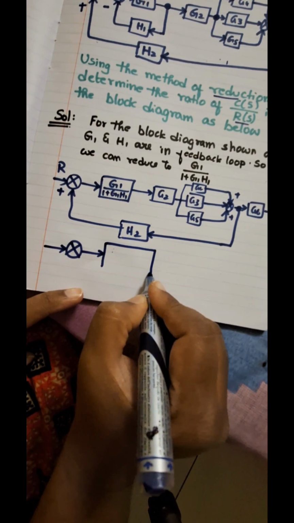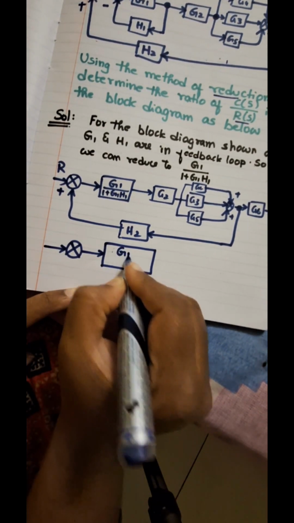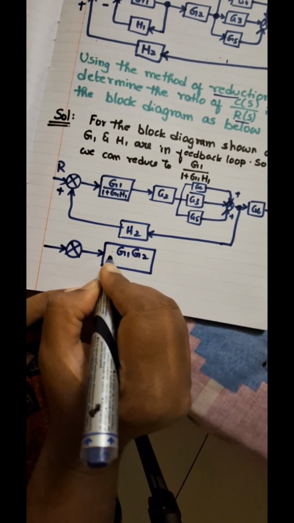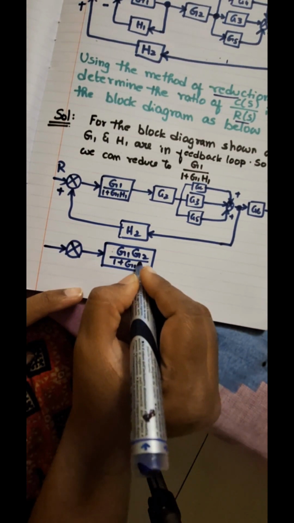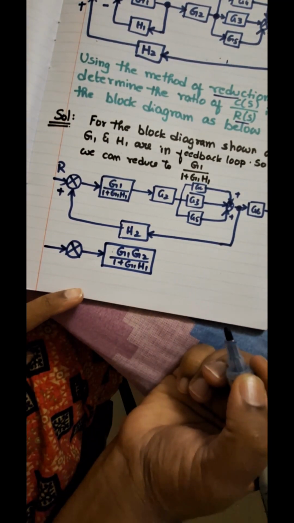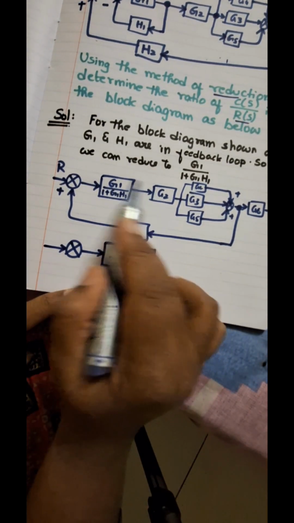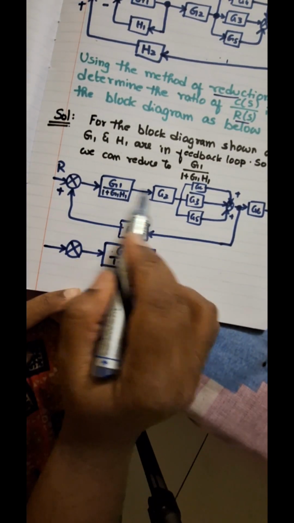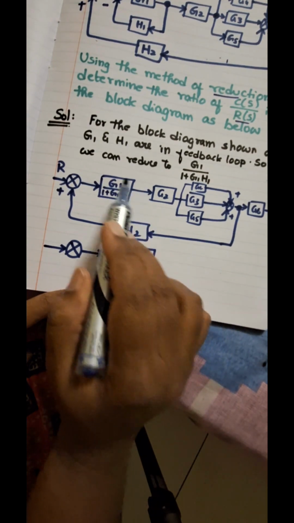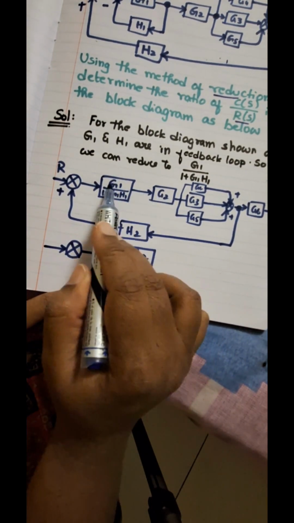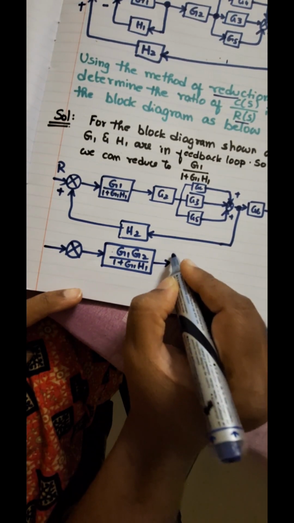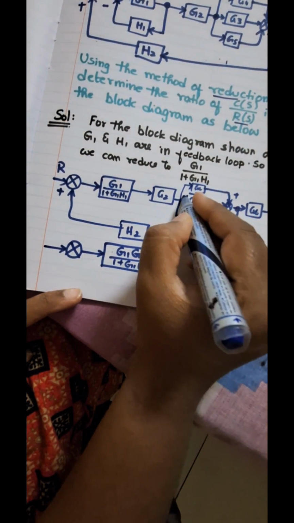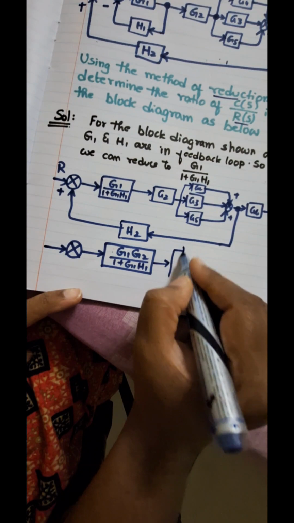So now what happens? The equation will be G1 G2 by 1 plus G1 H1. Clear? G1 into G2, multiplication. When two elements are in cascade, they should be multiplied. So this box into this will be G1 G2 by, right?